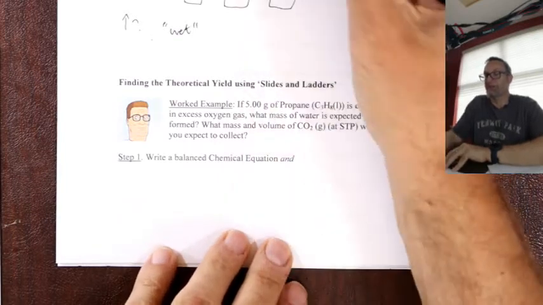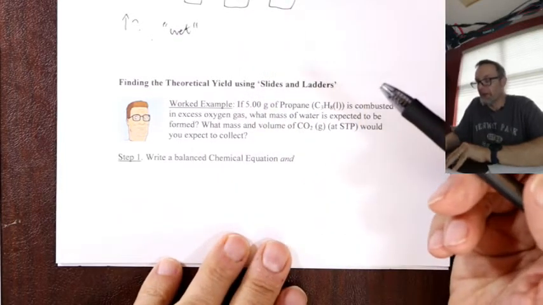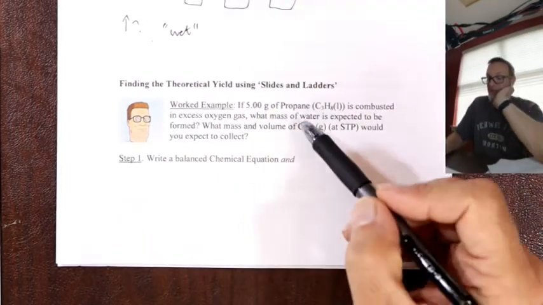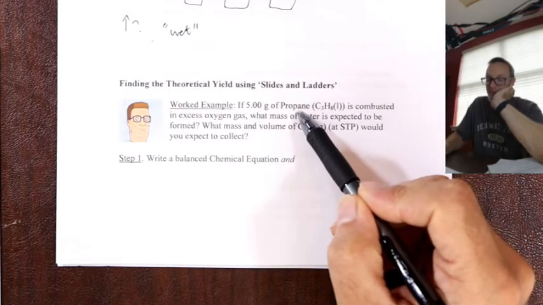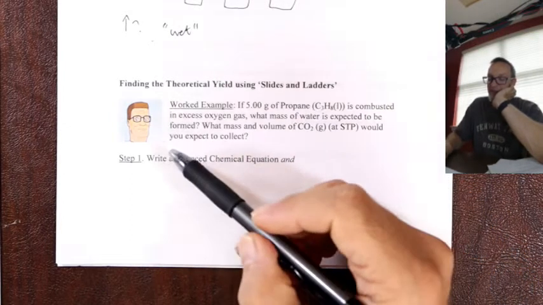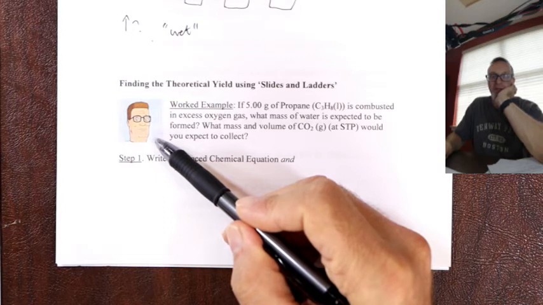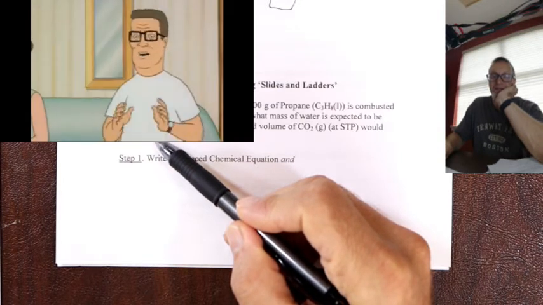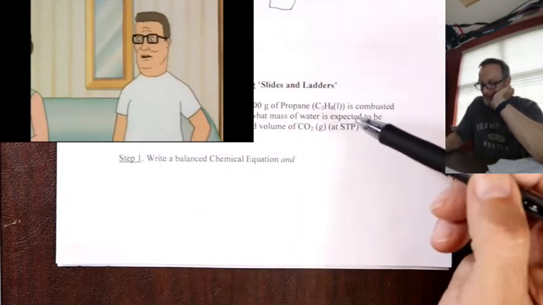it's a slides and ladders method for finding theoretical yield. We're going to do a classic example. We're going to look at propane. Of course, propane was made famous by this guy, who you may know, Hank Hill. Hank Hill says, "I provide the people of this community with propane and propane accessories."